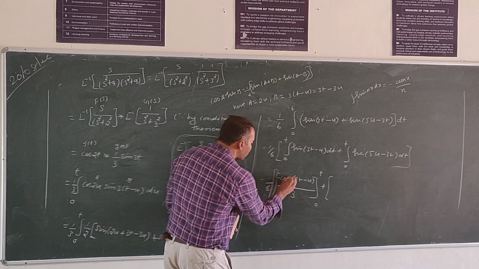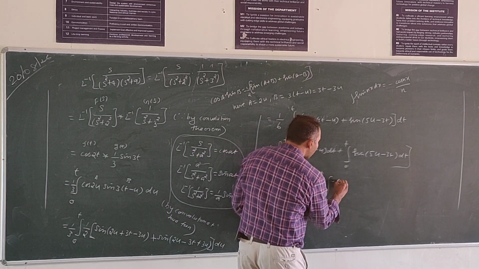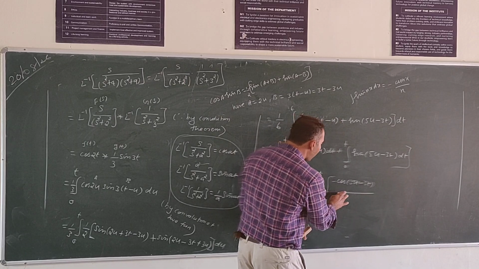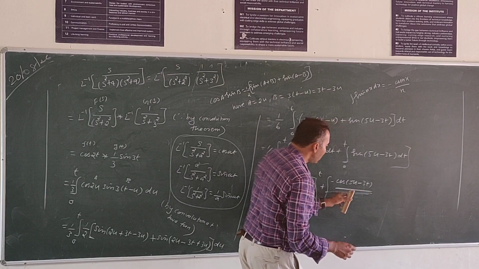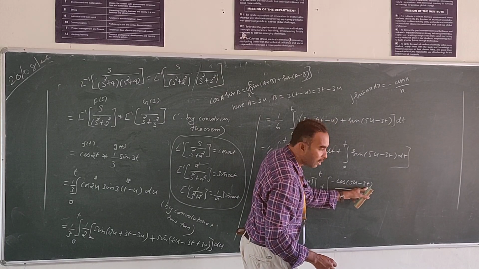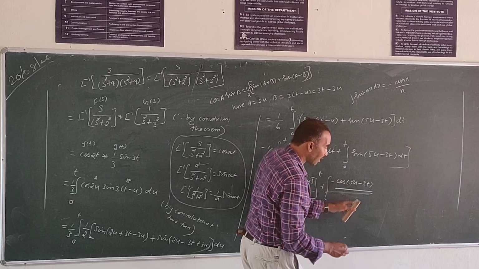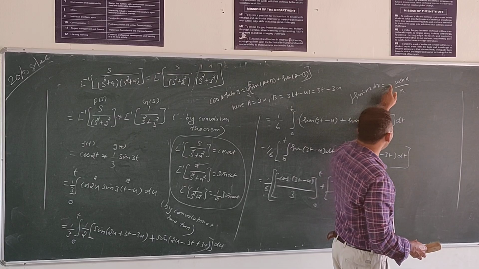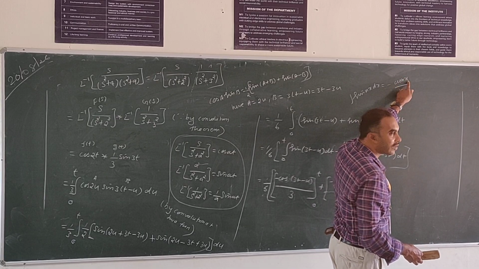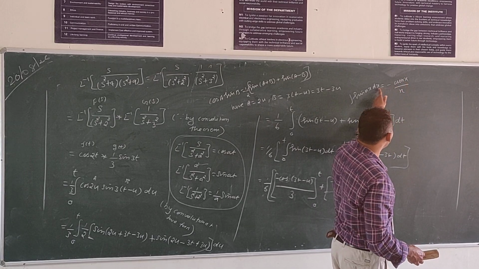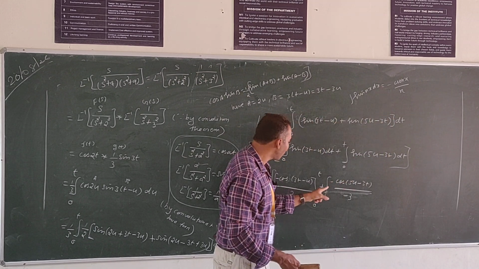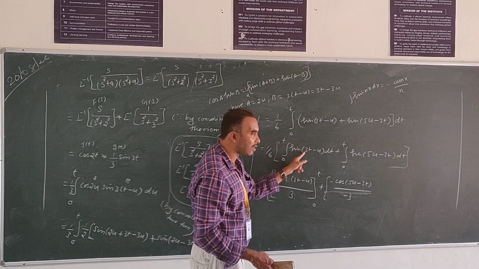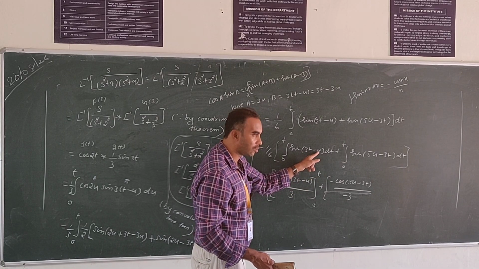So minus cos(5u minus 3t) divided by, listen, here what is the variable? T is the variable. What is the coefficient? Minus 3. So we write minus 3 in the denominator. The integral of sin nx dx is minus cos nx divided by n, the coefficient of x, because x is the variable. But here t is the variable, so in the denominator we write the coefficient of the variable only. Don't consider u.